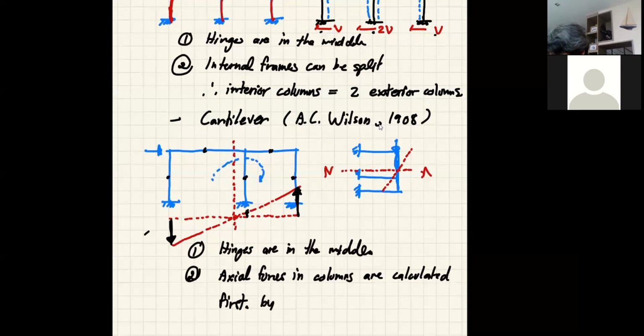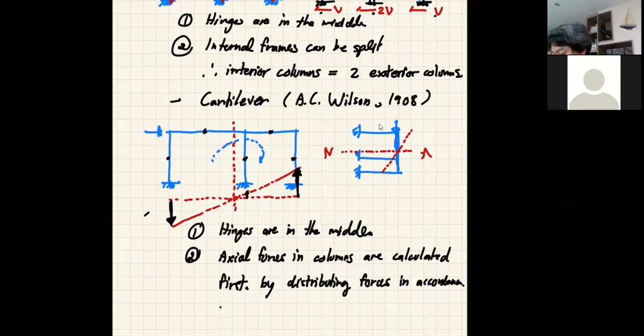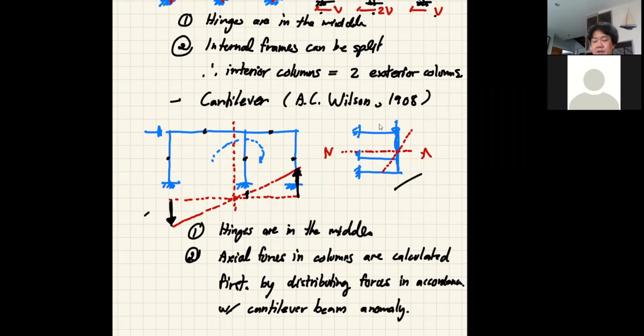By distributing forces in accordance with the cantilever beam analogy, like this.